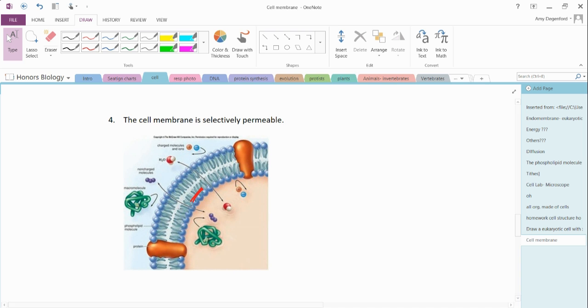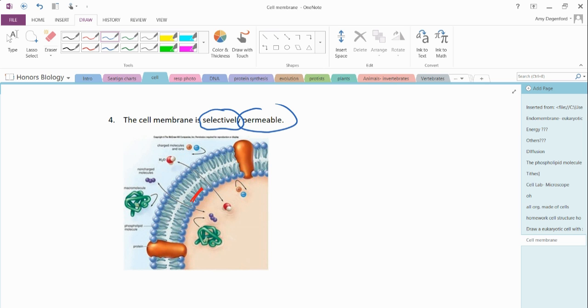Now, this presents an interesting condition for the cell. This ends up being a nice barrier, but because it's a barrier, that means things can be blocked. The cell membrane is selectively permeable. Obviously, we know it's selective. It's only going to let some things through. And that's what permeable means. Permeate. If I said that perfume permeated the air, it spread. And so permeable means that some things can come in, and selectively means that only some things can get in.